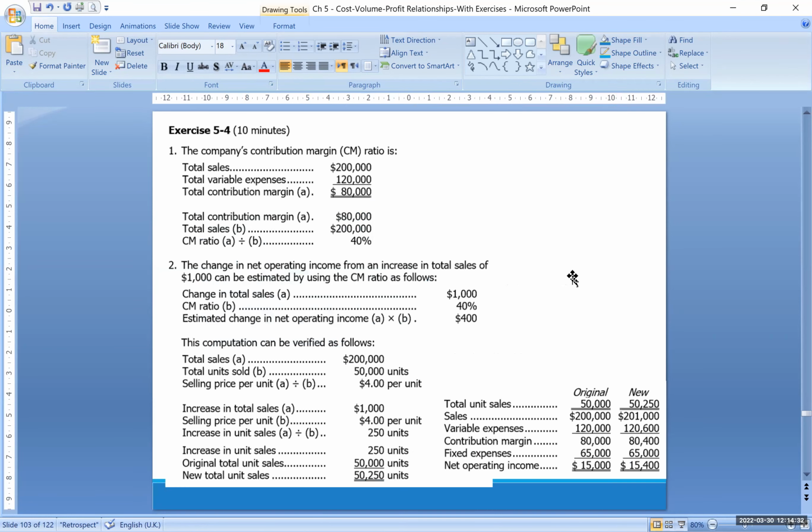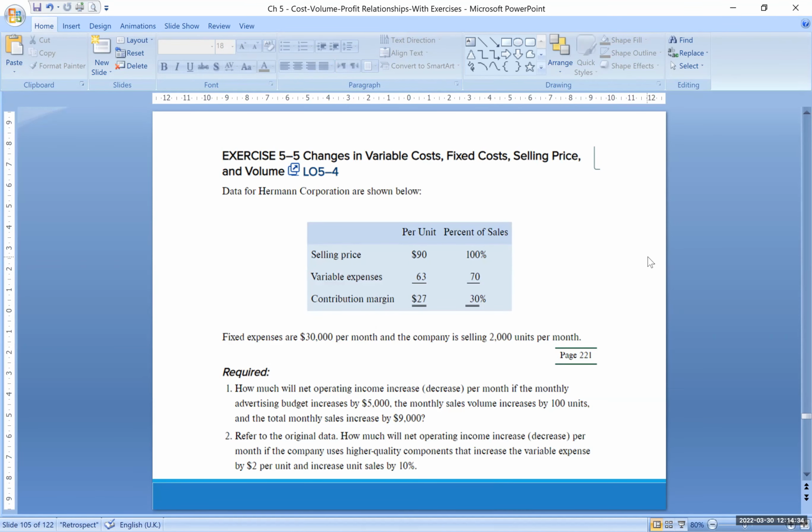Another example. Exercise 5-5, changes in variable costs, fixed costs, selling price, and volume. Data for Herman Corporation are shown below. Selling price per unit 90, variable expense 63, contribution margin 27, which is the difference. Fixed expenses are 30,000 per month, and the company is selling 2,000 units per month.